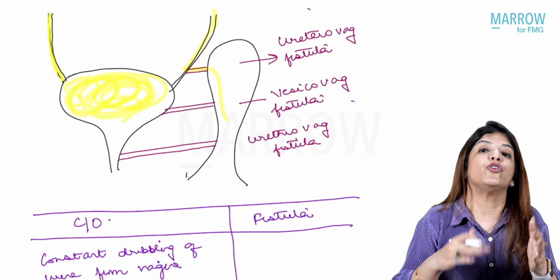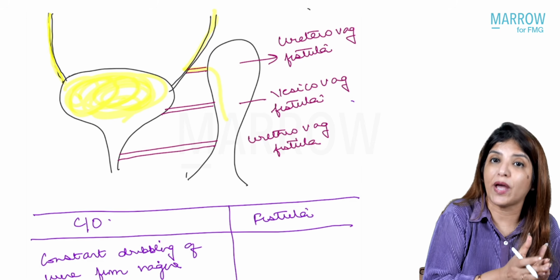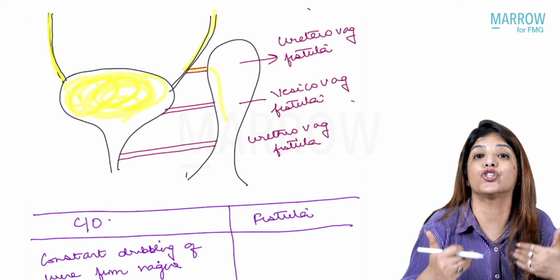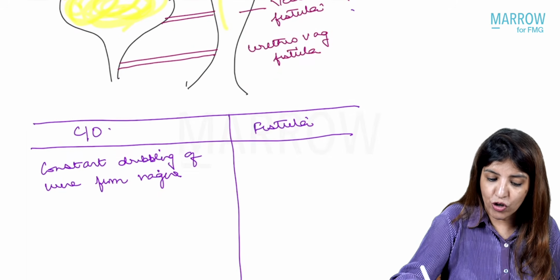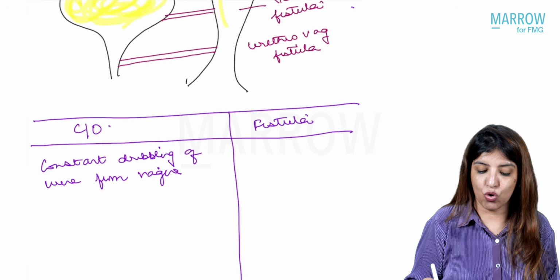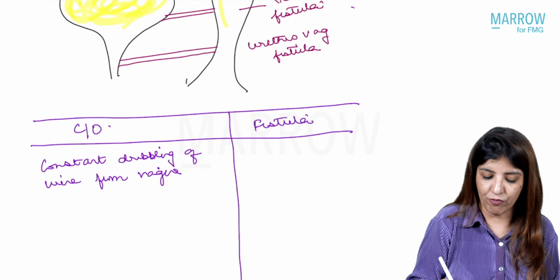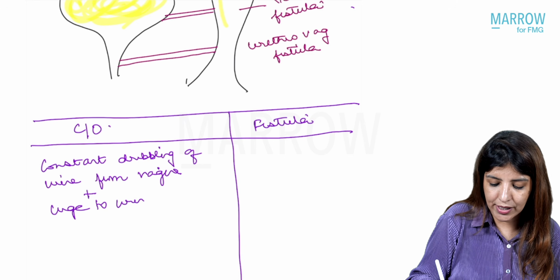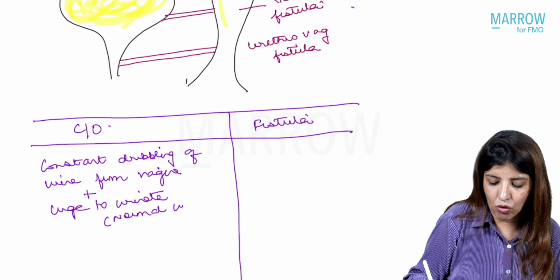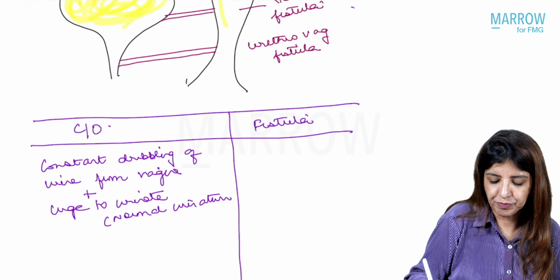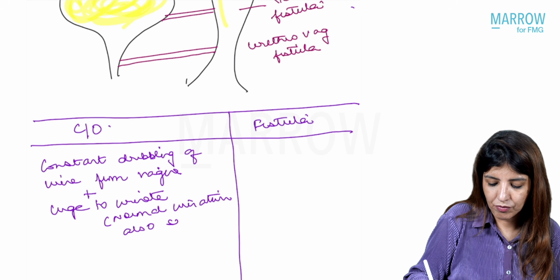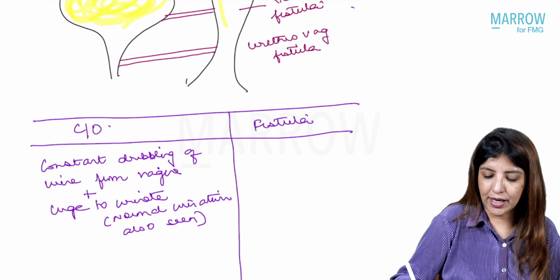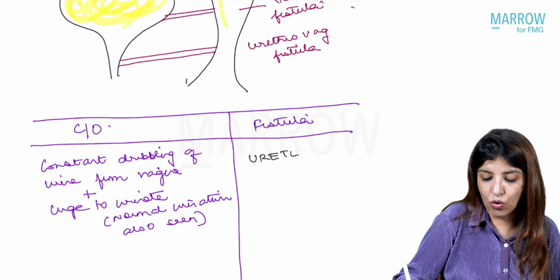So this patient, although she's constantly having dribbling from her vagina, because her bladder is also getting full, she will also have an urge to urinate, right? So there will be normal urination as well. So if your patient complains that there is constant dribbling of urine from vagina, plus there is urge to urinate, in other words, normal urination also present, then it means we are dealing with ureterovaginal fistula.